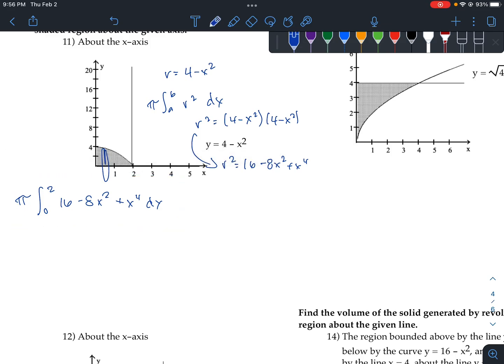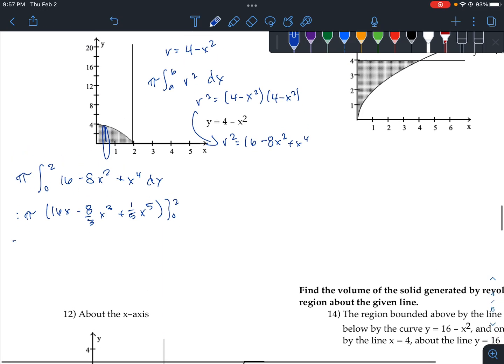Okay, and let's anti-differentiate. So if I anti-differentiate, that's going to be equal to pi, and that's going to be 16x, and then that's going to be minus 8 over 3 x to the third plus 1 over 5 x to the fifth from 0 to 2. If I plug in 2, I'm going to get pi. That's going to become 32, and if I plug in 2 here, that's going to be 8, and so that's going to be minus 64 over 3.